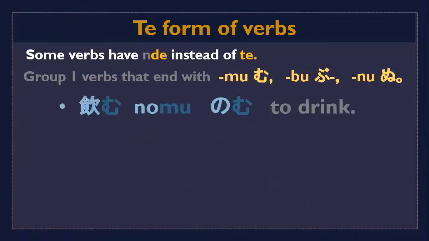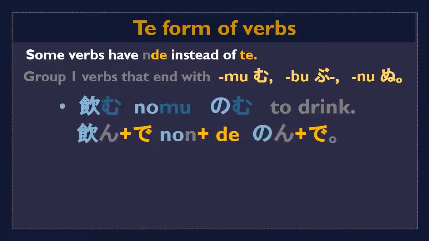So this is the kanji for to drink. 飲む, nomu. So nomu will take this kind of te form. It won't be nomu te. It will be 飲んで, nonde. So we add an extra n and then de. It won't be te. So, nde.